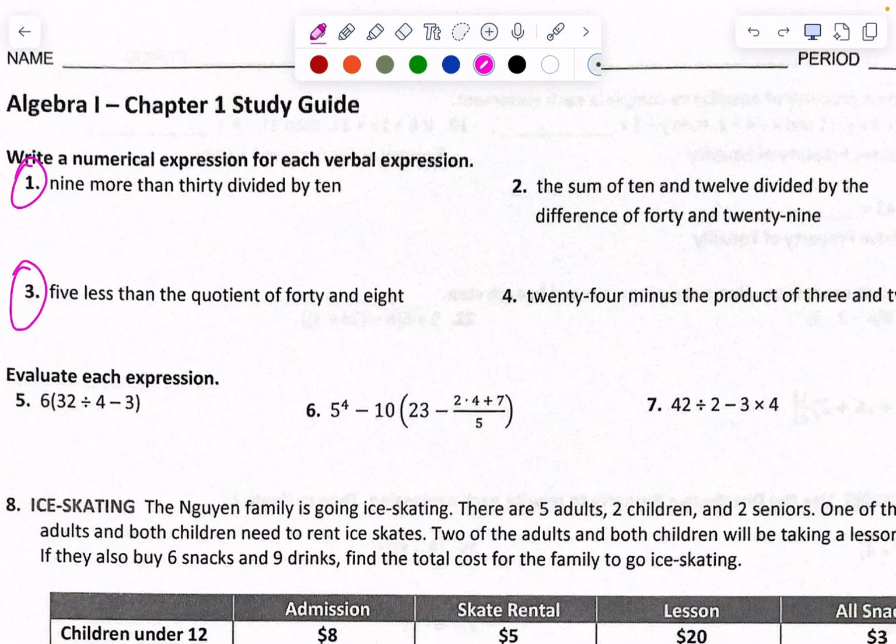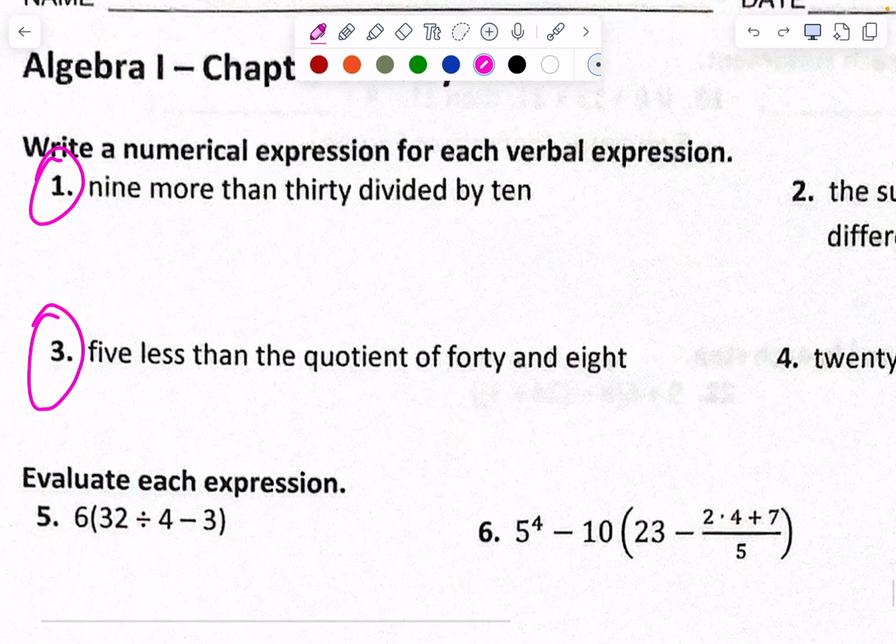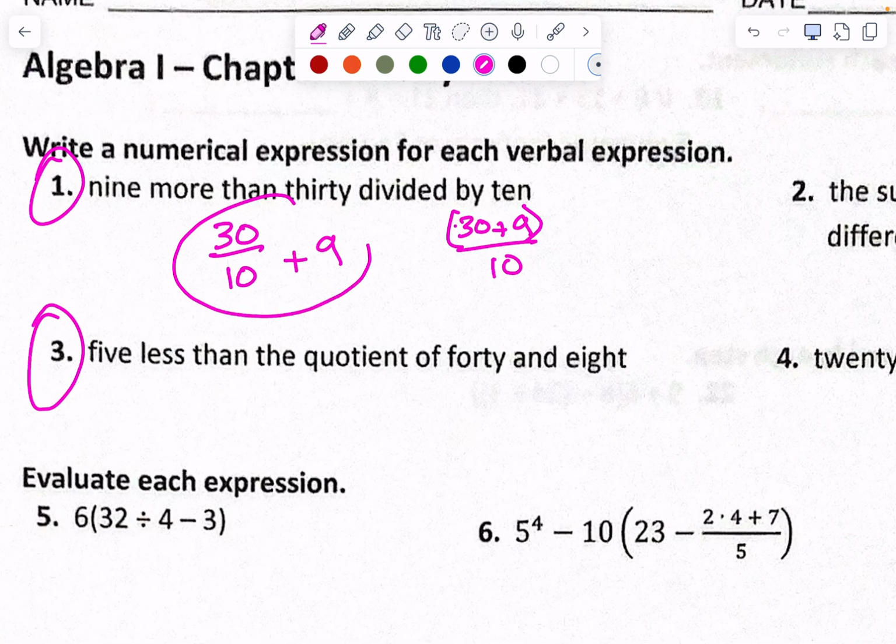So number 1, 9 more than 30 divided by 10. 30 divided by 10 plus 9? Yeah, that will work. What about 9 more than 30 divided by 10? Will that work too? Yeah, technically, the way this is worded, that would maybe work. Otherwise, they might say the quantity of 30 plus 9. I would maybe go with this one, but technically I would probably accept this one as well, even though they're not the same.